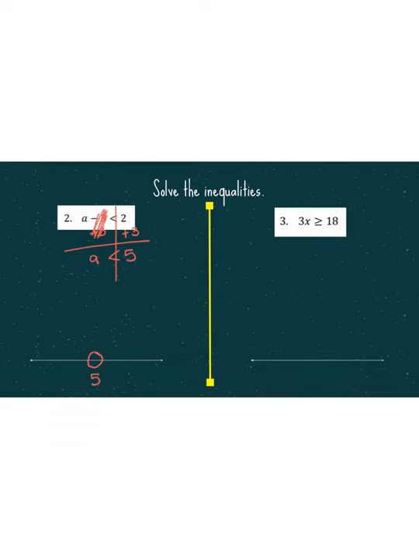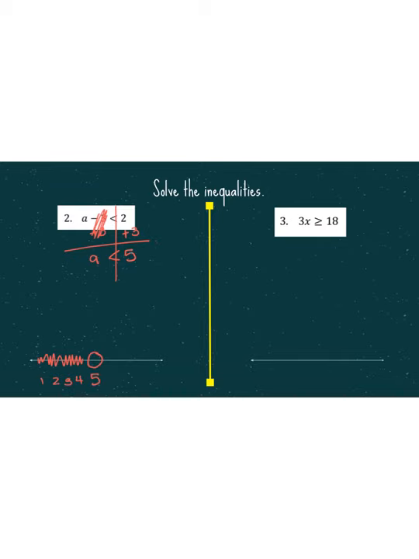And then we have to shade because it's less. So any numbers that would be less, well, less would be 4, 3, 2, and 1. So we're going to shade this direction to the left because it's less than.